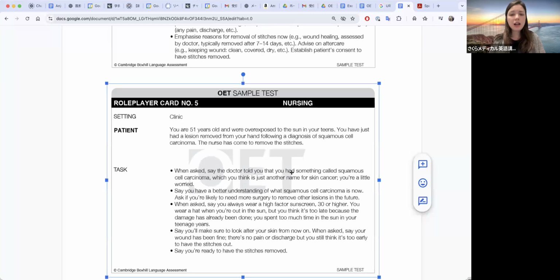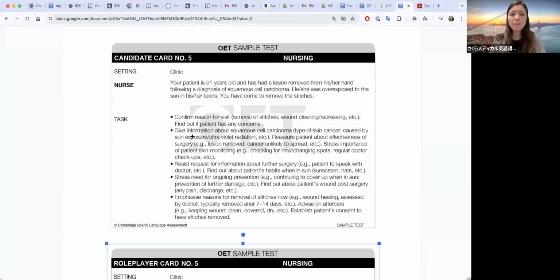Well, the doctor said I had something called squamous cell carcinoma, which I think is just another name for skin cancer, but I'm a little worried. Yeah, of course. Here you want to sympathize with them. Yeah, of course. It's a big word. I can see why you might be a little bit concerned. Now, let me give you some information about squamous cell carcinoma. I just signposted. It's a type of skin cancer caused by sun exposure or ultraviolet radiation.